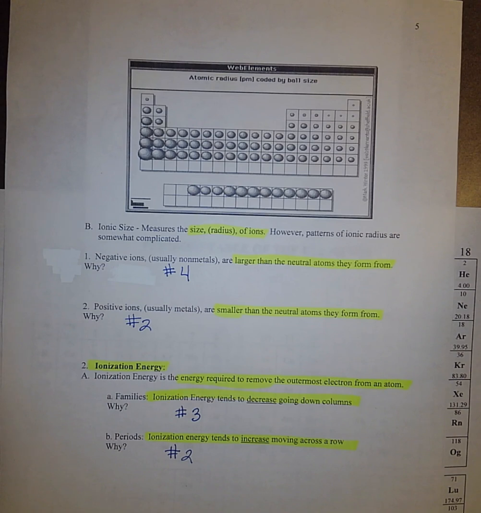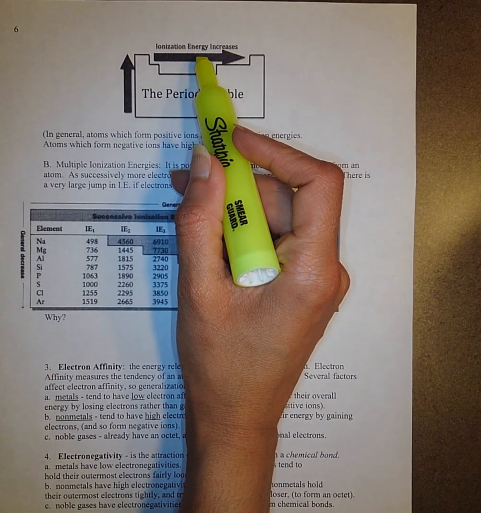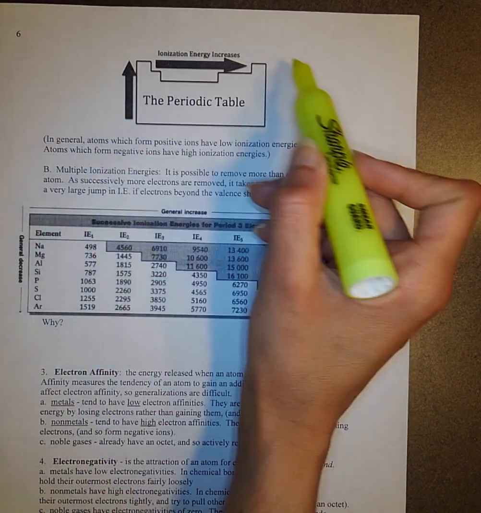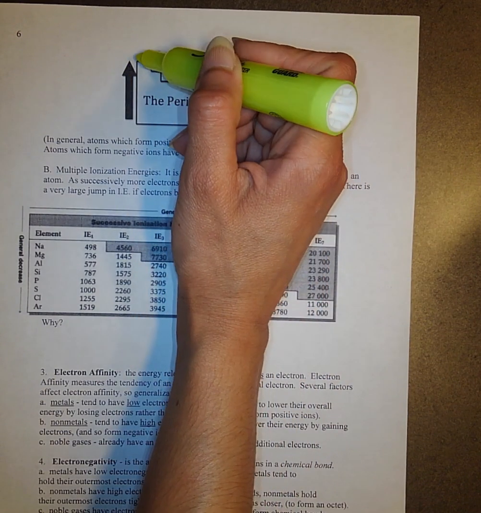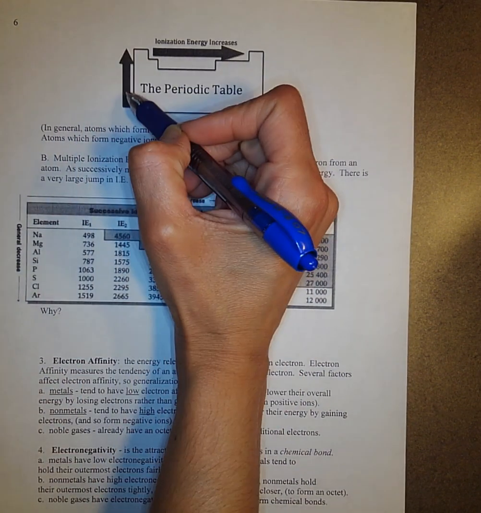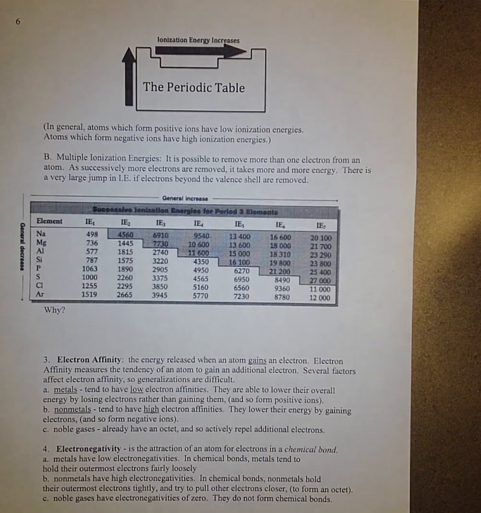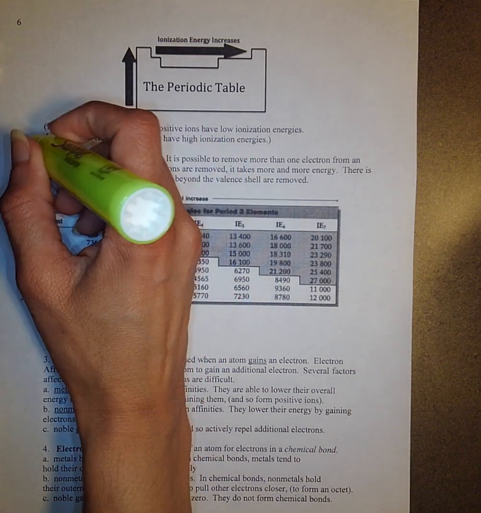Okay, now moving on with your notes. The ionization energy trend is that as you move across the periodic table, it increases. And keep in mind that as you move down the periodic table, your ionization energy decreases. So if you're moving up, then your ionization energy will increase. This arrow is the opposite of what I actually explained, which is moving down the periodic table. Let's talk about multiple ionization energies.